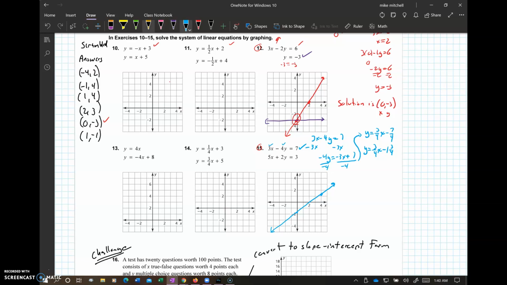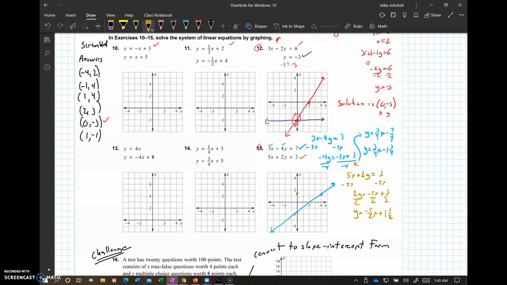Let's do this other one in gold. We've got 5x plus 2y equals 3. Minus 5x, minus 5x. 2y equals negative 5x plus 3. I'm going to divide by 2. Another way I can write this out is just show dividing each one by 2. It's the same as dividing the whole thing up there. Y equals negative 5 over 2 x plus 3 over 2, that's 1 and 1/2. Graph it, 1 and 1/2.